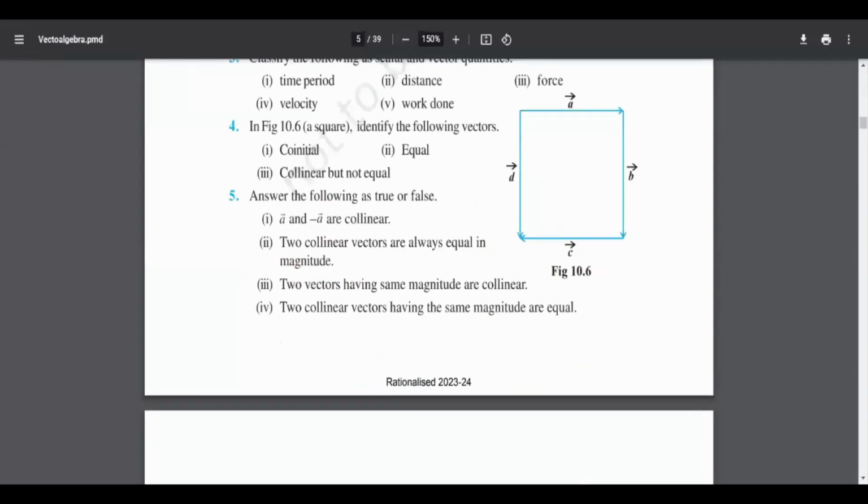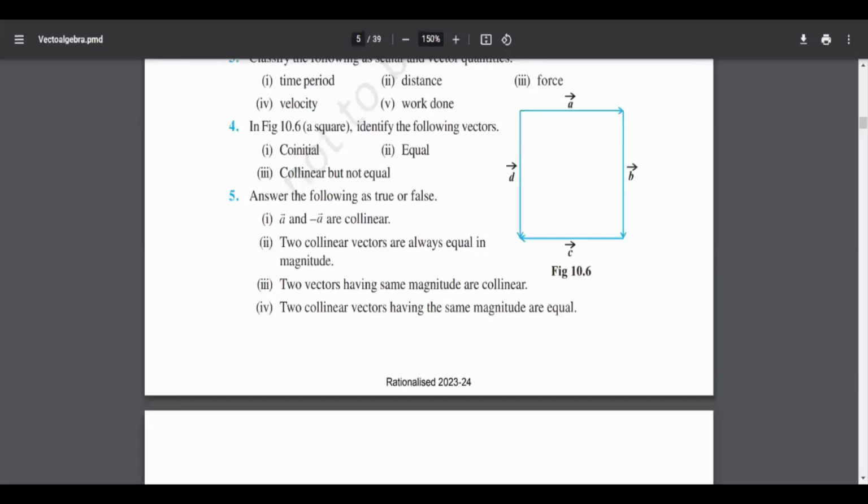This statement is true. Two collinear vectors are always equal in magnitude. No, this is false. Vector A, 2A, 3A, 4A, 5A, all are collinear vectors, but they do not have equal magnitudes. So this is a false statement.